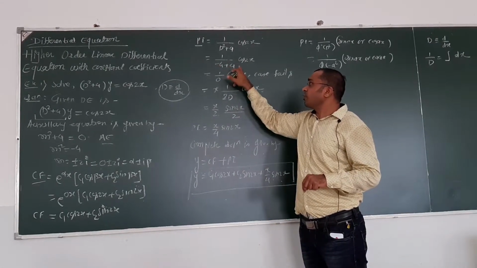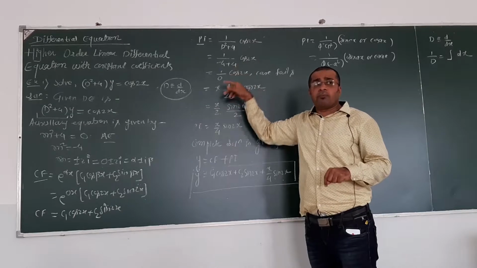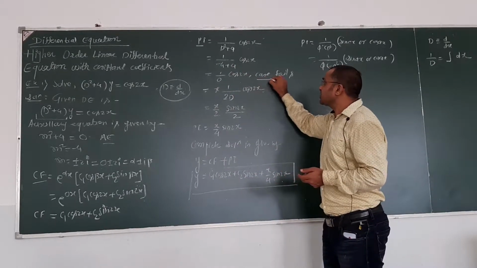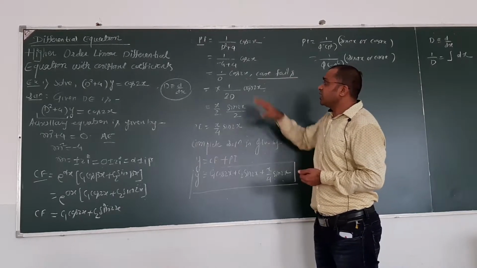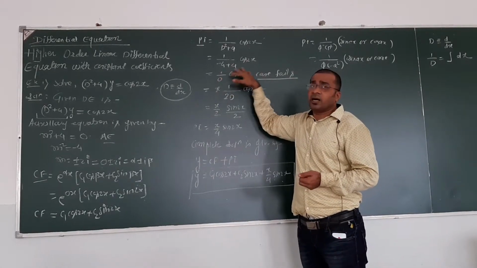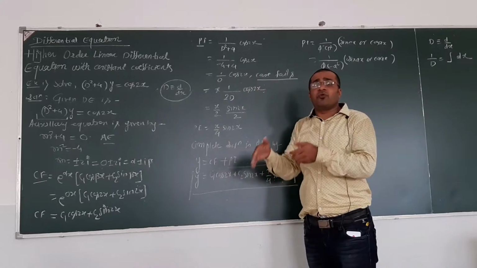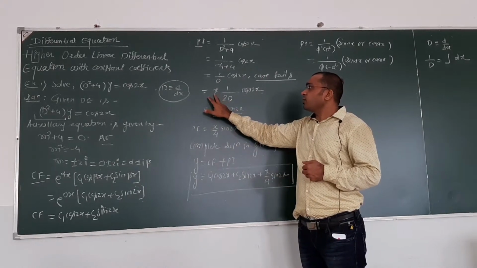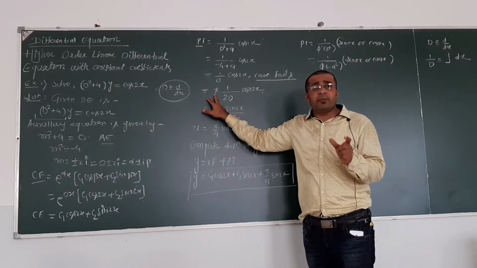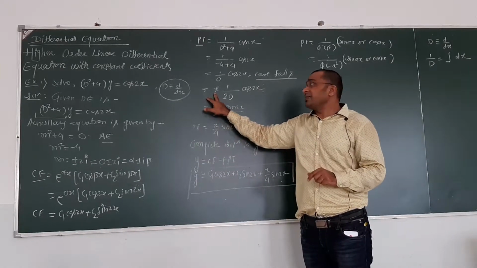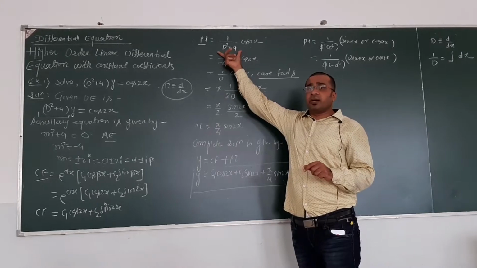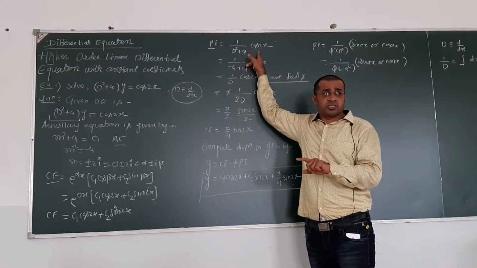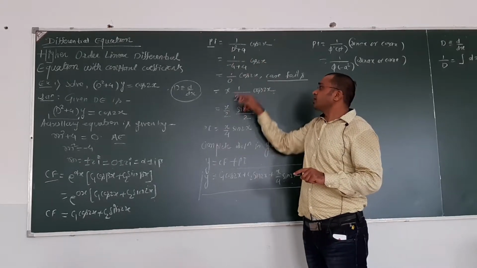This -4 + 4 is 0. So 1 by 0 is not defined, it is infinity. So that's why we write here that the case fails. Whenever the case fails, this is not our required PI. There is another way to find the PI then. What do we do? I multiply the left-hand side by the independent variable x. Then take the derivative of the denominator with respect to D, that will be 2D + 0.